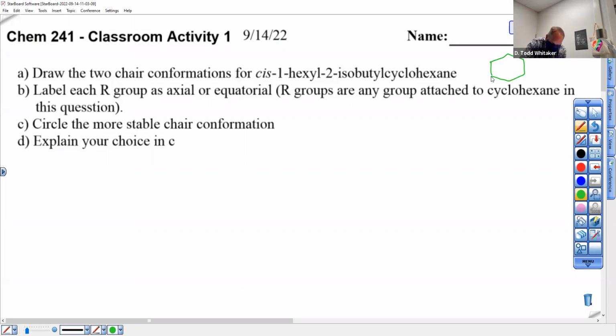And we got a group called a hexyl on carbon 1. I put that in blue. 1, 2, 3, 4, 5, 6. And on carbon 2, we have an isobutyl.